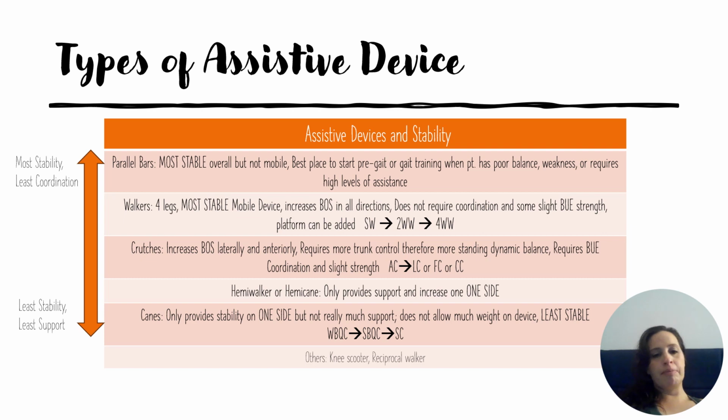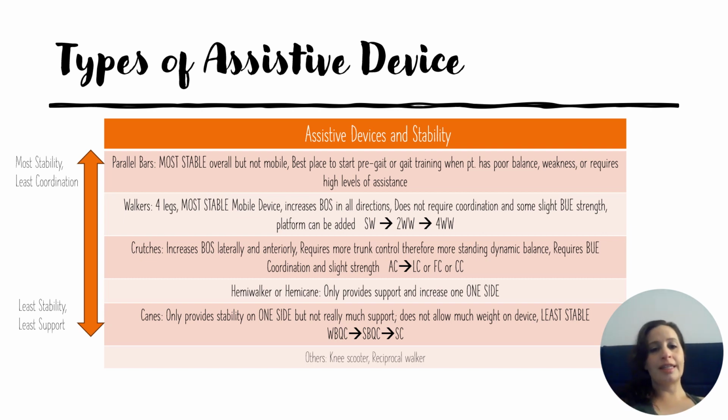So it is listed basically in order in this chart with the arrows from the most stable to the least stable, if you will. And basically the one that is going to require less from the patient at the top and then more from the patient at the bottom. So starting with parallel bars, do recognize that that is an assistive device. Anything that helps the patient do something, in this case walk, is an assistive device. So parallel bars are also assistive devices.